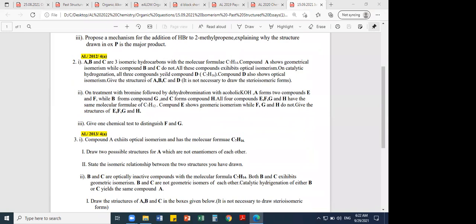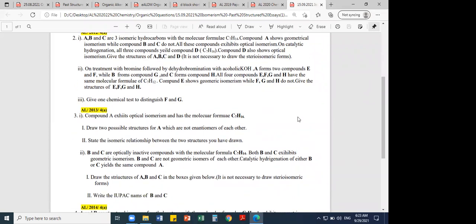So here I have again not given boxes, but 2012, 13. This is from C7H14, C7H16. So that is from aliphatic hydrocarbons, this question. From alkene, alkane, alkyne. How many of you have done this? A, B and C are 3 isomeric hydrocarbons with molecular formula C7H14. Okay, let's see how to approach this question.